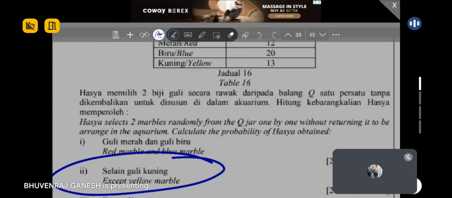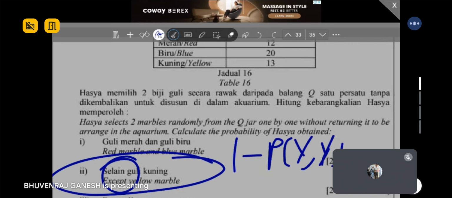Tapi konsep yang lebih senang, kita boleh guna apa guys? So whenever you see the word accept or selain, you can use the concept of 1 minus guys. 1 minus apa? Probability kedua-dua guli itu adalah kuning. Am I right? You take 1 minus probability, you get 2 yellow marbles. Then kamu akan dapat kebarangkalian selain guli kuning. Faham tak? Sebab satu tu adalah jumlah kebarangkalian ketiga-tiga guli yang ni. Okay, it's the total probability for 3 marble.